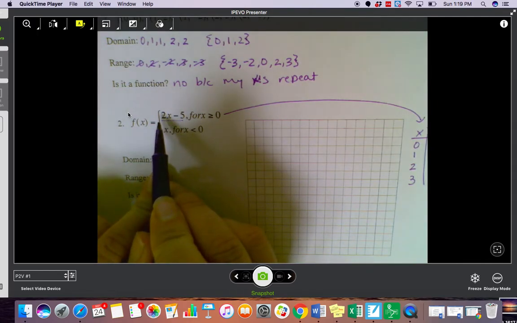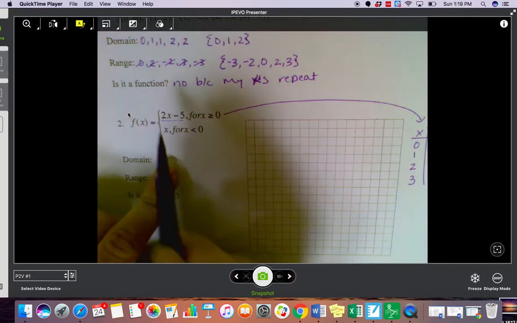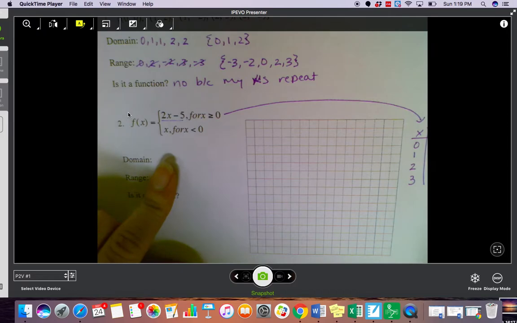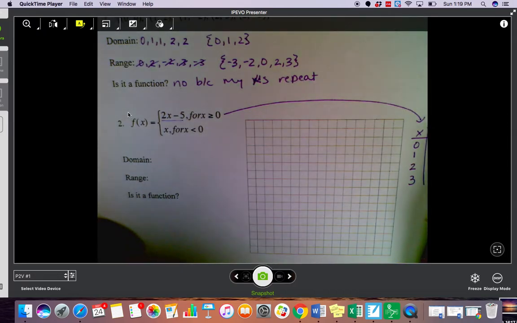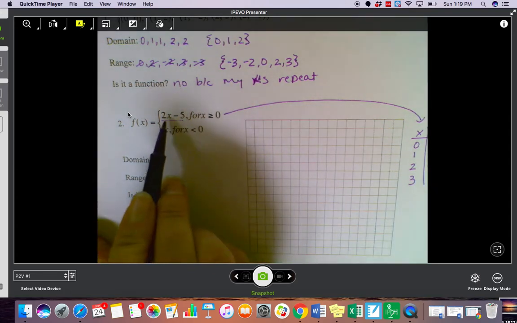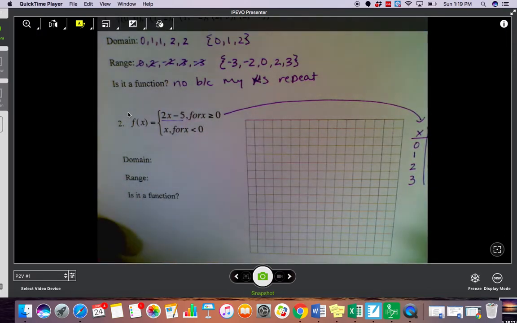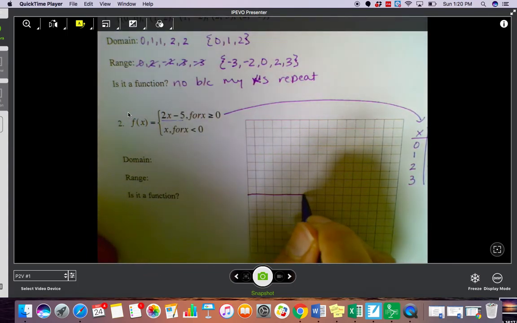0 times 2 is 0, minus 5 is -5. And then I have 2 times 1 is 2, minus 5 is -3. 2 times 2 is 4, 4 minus 5 is -1. And if I put a 3 in here, 3 times 2 is 6, 6 minus 5 is 1. So I'm going to go ahead and graph that, and I'm going to make my t-table just in the middle.